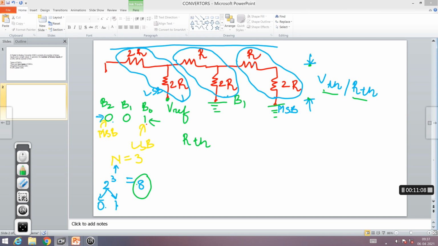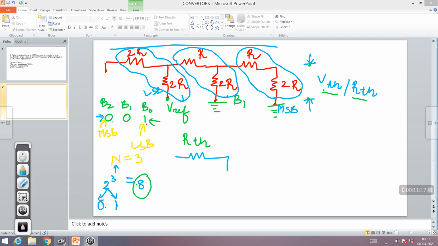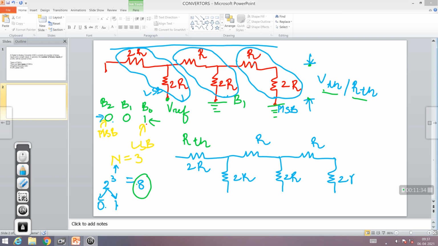Now this same network I will redraw over here. It's 2R, 2R, R. This is 2R, this is 2R, R, this is 2R, this is R, and this is 2R. Okay. Now, this point, MSB point, is already grounded. B1 also is grounded. Okay. This is B0, B1, and the MSB bit.